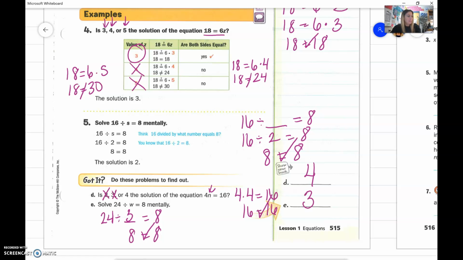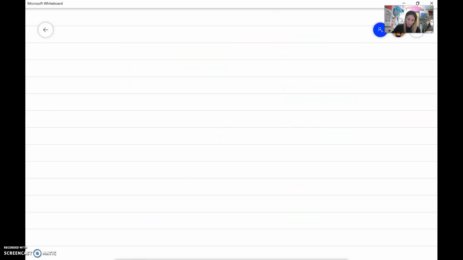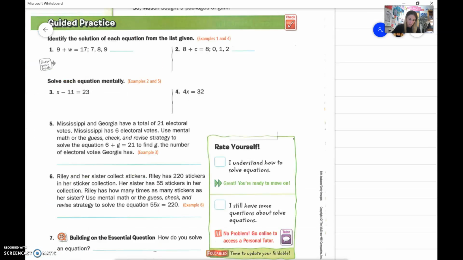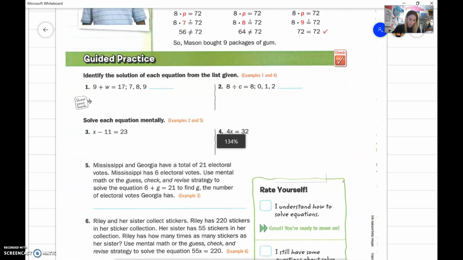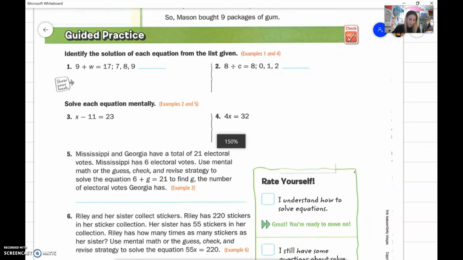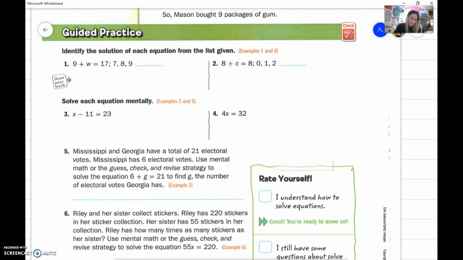All right, let's turn to the next page and let's solve some of these mentally. Oh, there, it's going all crazy on me again. Okay, let's do some of this guided practice together. Okay, 9 plus what number equals 17? So we'll just do these in our head without writing them down.